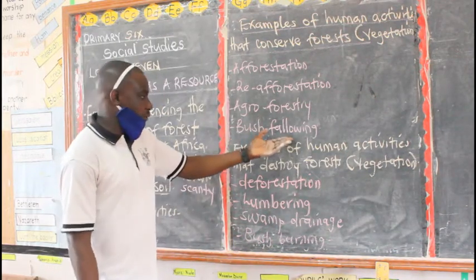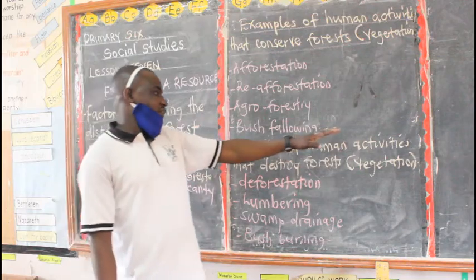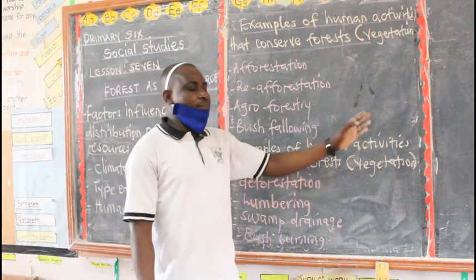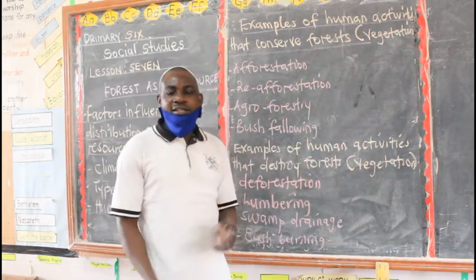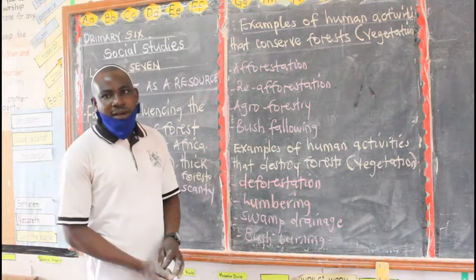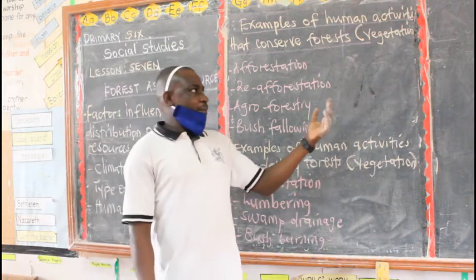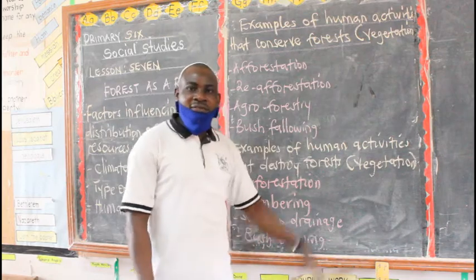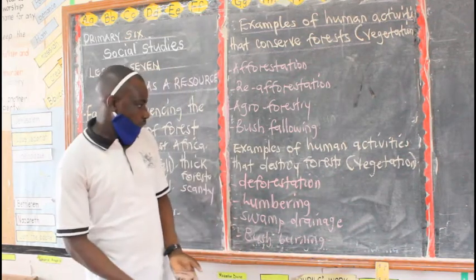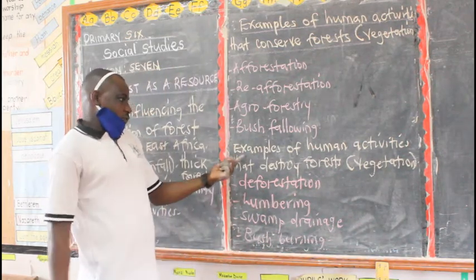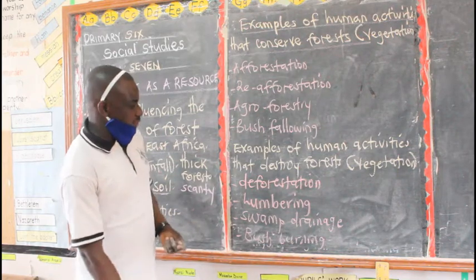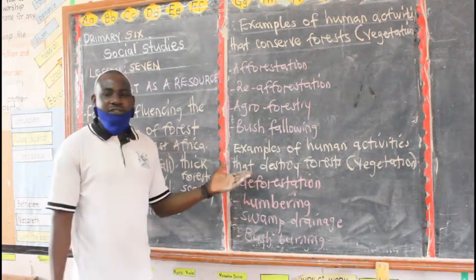Then we also have bush fallowing. Remember I said bush fallowing? This is the act of leaving your small piece of land, giving it time to regain its fertility. By the time you go back to check, you end up getting the forest or the vegetation there. Then we can also look at examples of human activities that destroy forests.